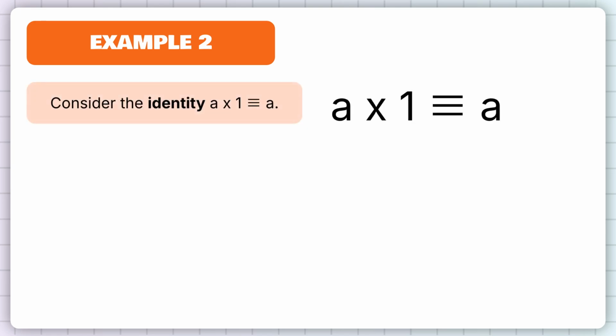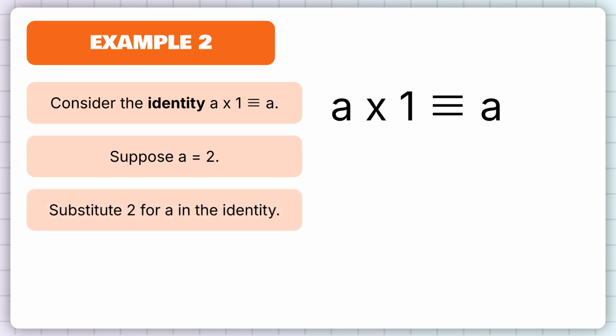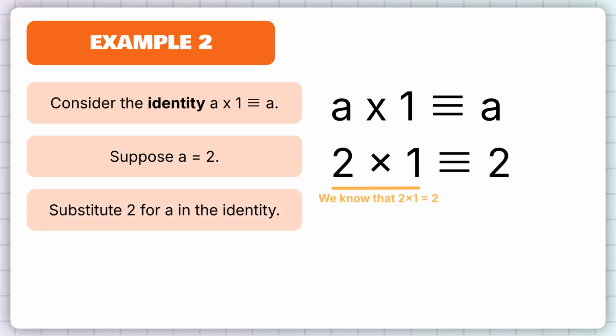Remember, an identity is true for all values of the variable involved. Consider the identity a times 1 is identically equal to a. This is true no matter what value we choose for a. Let's verify this identity with specific values. Suppose a equals 2. Then the left side of the identity is 2 times 1, which equals 2. This is equal to the right side, which equals 2 also. Both sides are equal, confirming the identity for this particular example.